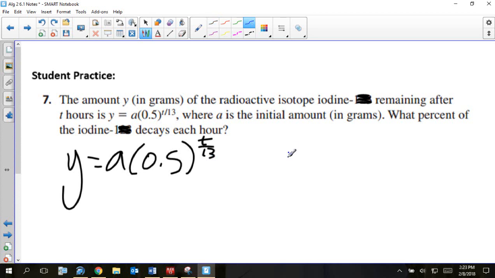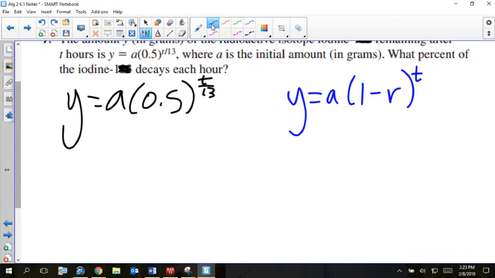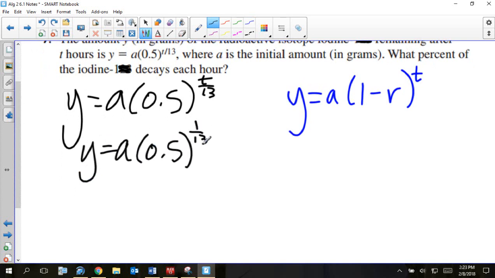So it says decay, I'm going to use Y equals A times 1 minus R to the T. What's the thing that's not right? It doesn't match this right now. The T. So we're going to factor out that T to start. You're going to have Y equals A times 0.5 to the 1/13, and then that answer to the T.